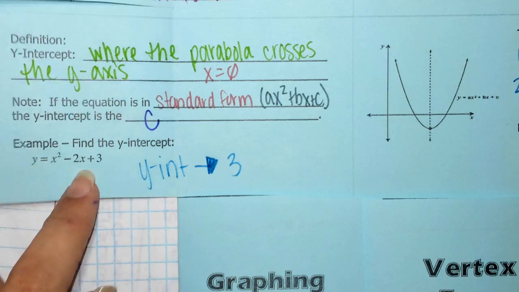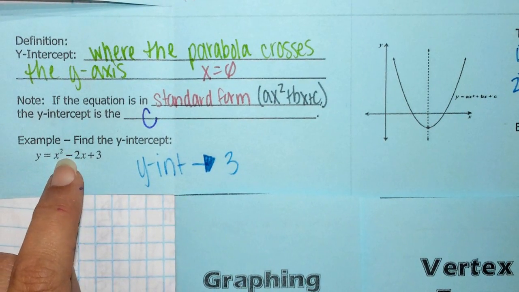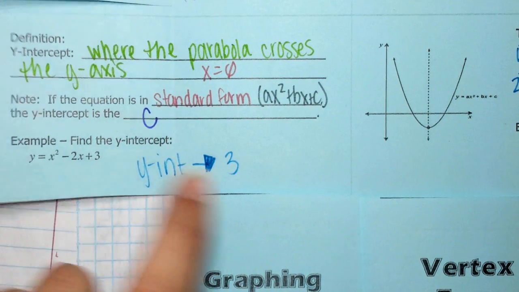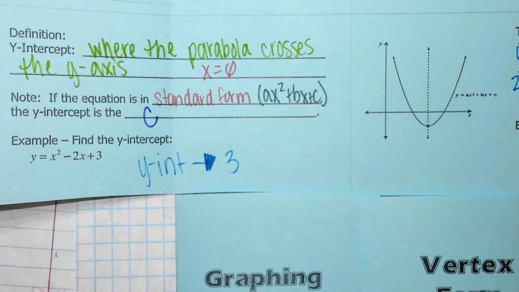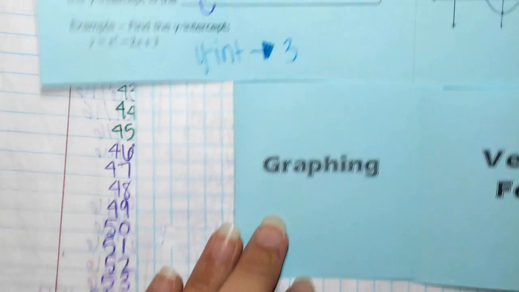And you can check it by plugging in 0 for x. 0 squared is 0. 2 times 0 is 0. 0 plus 3 is 3. That's why it's the constant. And that's why we said x has to equal 0 as well, so you can check it just to make sure.